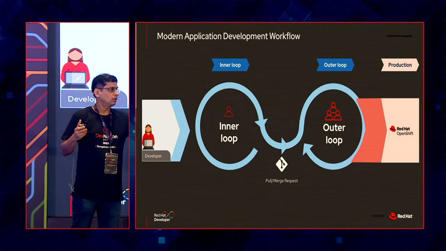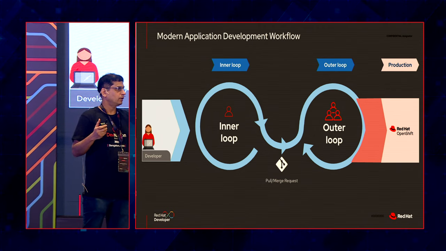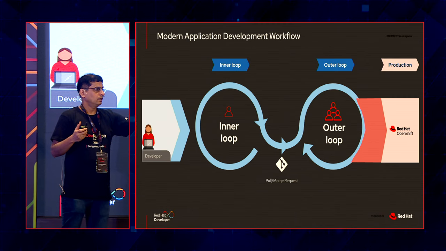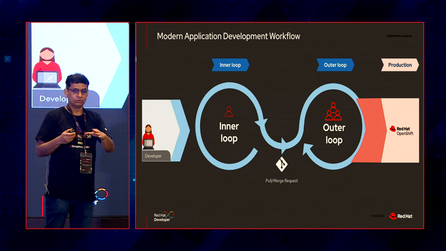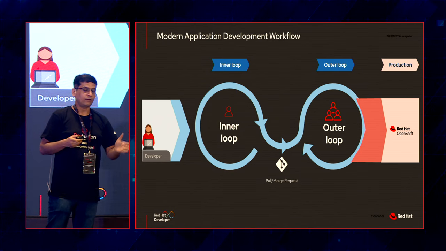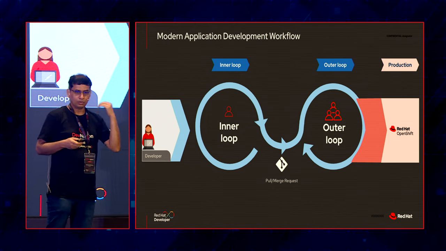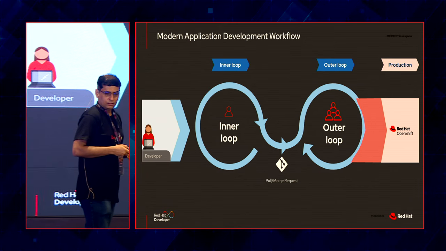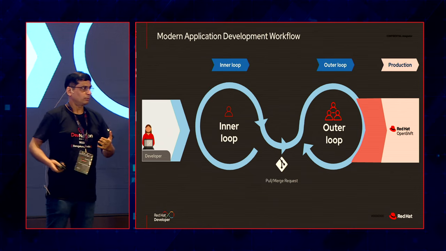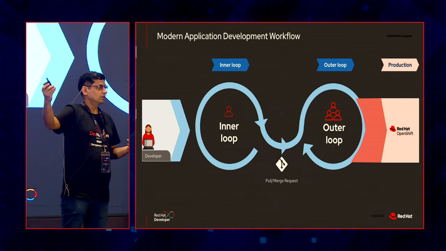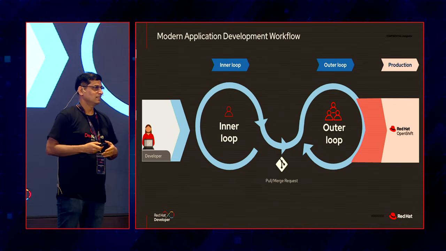Quickly, inner loop: coding, debugging locally, push it into merge the code, and after that, the outer loop takes over. It's all about deploying. And then, life doesn't end after you deploy. Life begins actually when the code is in production.